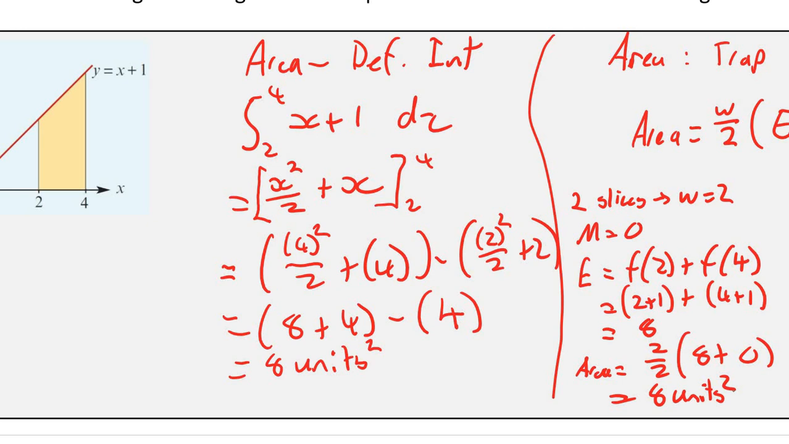So remember the endpoints and midpoints: you just sub in the x value that they occur at into your function, and that'll give you the value of your endpoints and midpoints. The only reason I got you to do this one, guys, is to see that they are the same thing. The trapezium is your approximate area, your definite integral is the exact area.